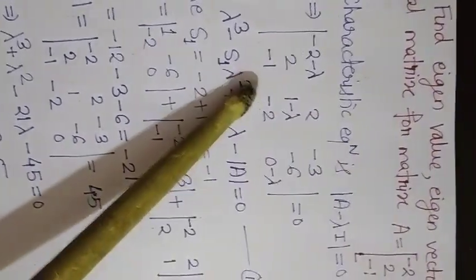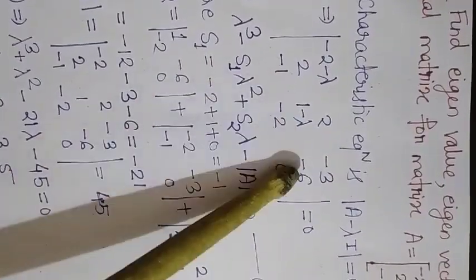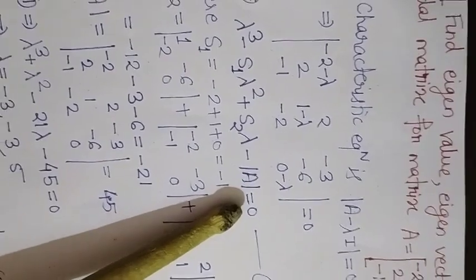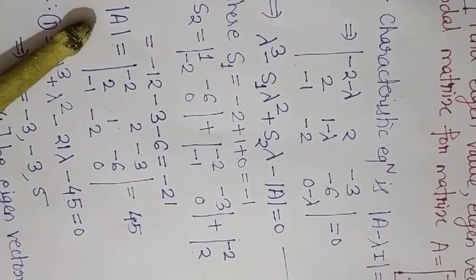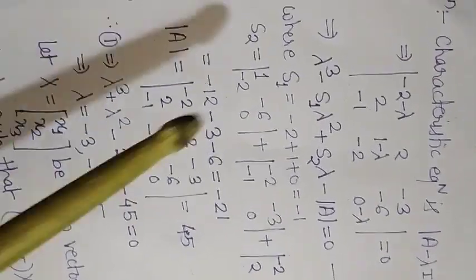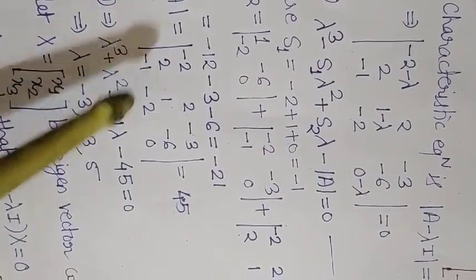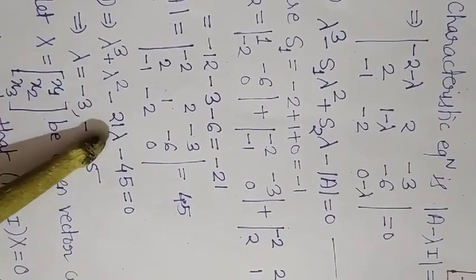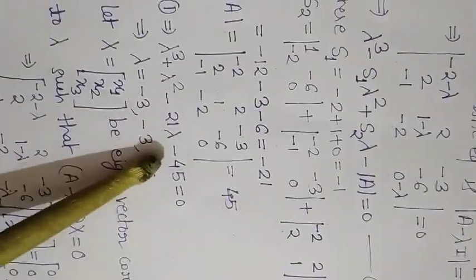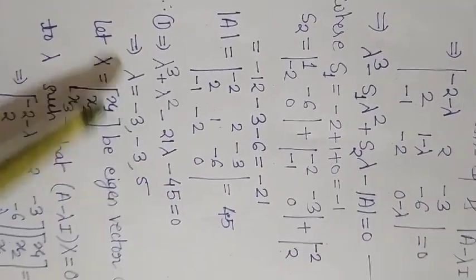Do it in the same way as I told you earlier: from the diagonal elements subtract lambda, remaining elements as they are. Simplify it, find out S1, S2 and the determinant, and put them in equation number 1. So lambda cube, S1 is nothing but minus 1, so plus lambda square. Then S2 is minus 21, so minus 21 lambda, minus determinant of A, which is 45. So minus 45 equal to 0.